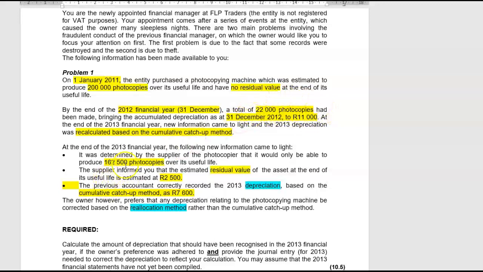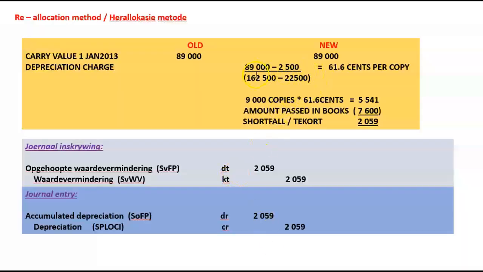So the remaining capacity as from the beginning of the current financial year is not 162,500, but it is 162,500 less 22,000 copies. So that will give us a remaining capacity of 140,000. So that gives us now a new rate per copy, which is 61.566 or something like that. If we round it off to one decimal, 61.6 cents per copy.